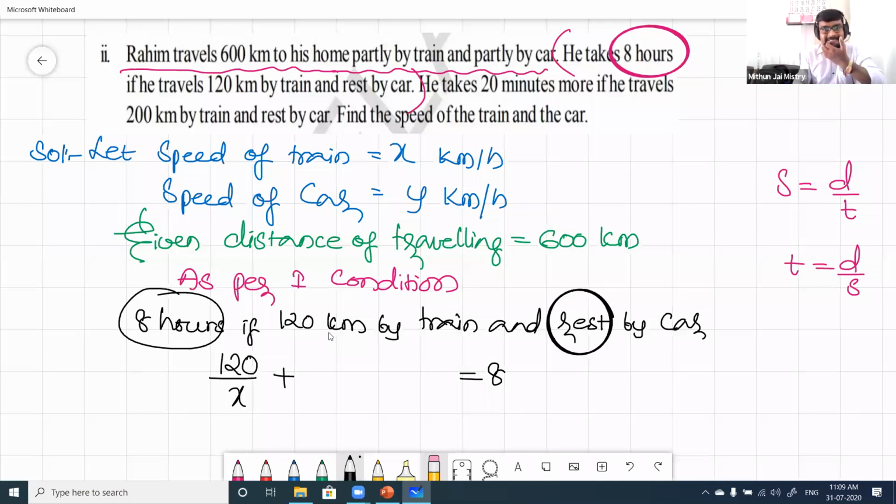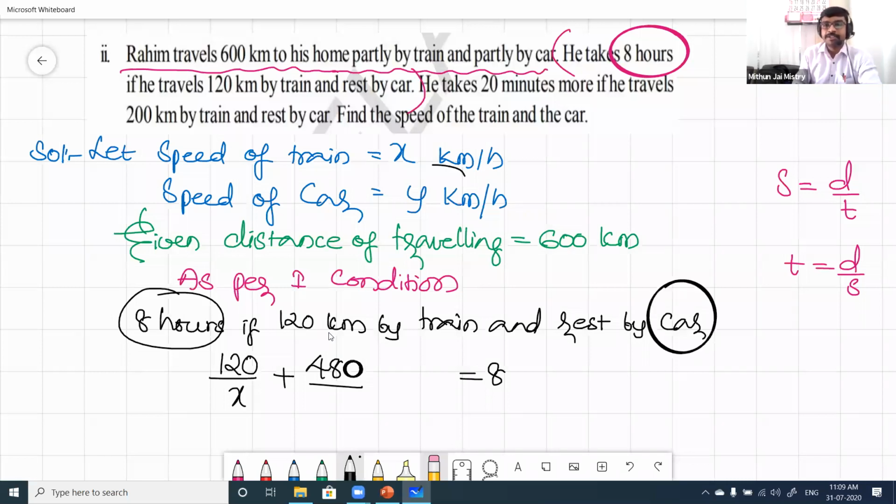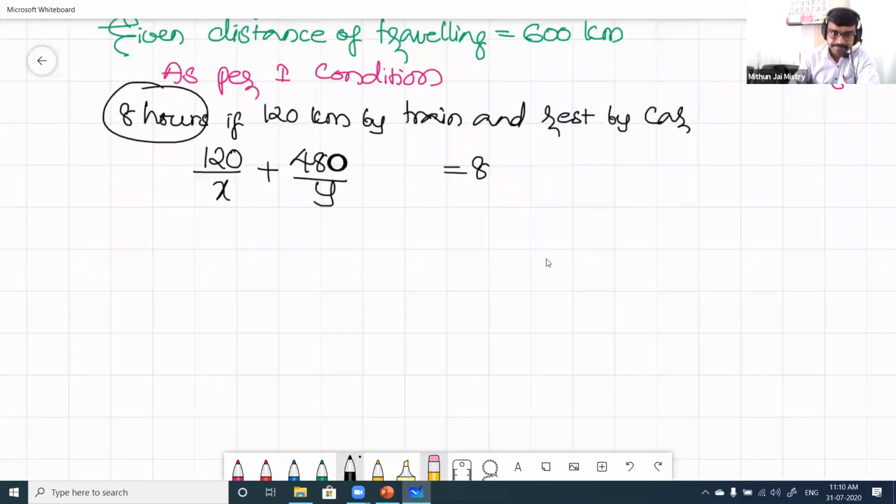So what is the rest distance? If 120 kilometers is over, what is the rest distance? The rest distance is 480. How, sir? Because 600 minus 120 is 480. If I'm doing wrong, please stop me. So this 480 distance is traveled by car, and the speed of the car is y kilometers per hour. That is 480 by y, and this equals 8. As per the first condition, we are getting this.